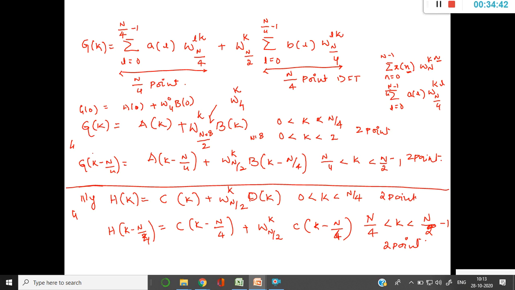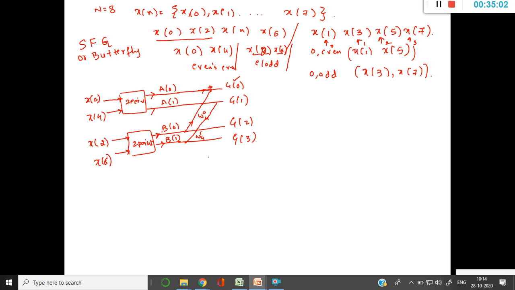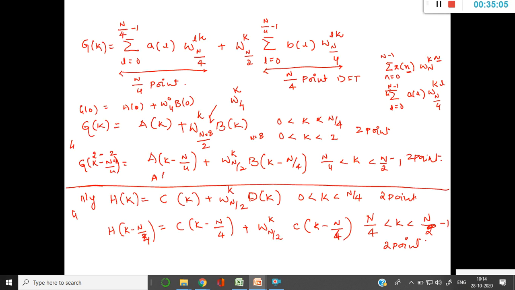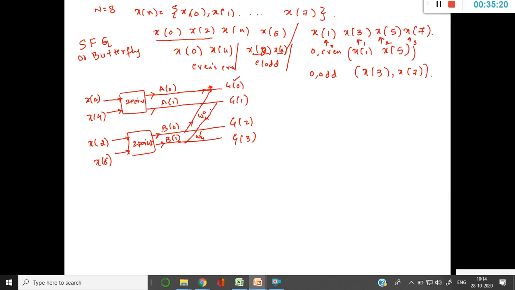G of 2 is nothing but g of 2, that is k value minus, this is once again put n equal to 8, this is once again 0, which is nothing but again g of 0. The rest of the g of k, that is g of 3, is obtained, g of 2 is obtained by a of 0 plus w4 to the power of, value is 3, b of 0, right?